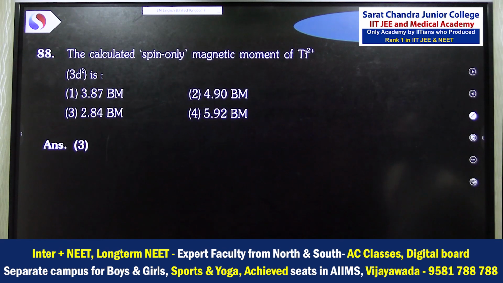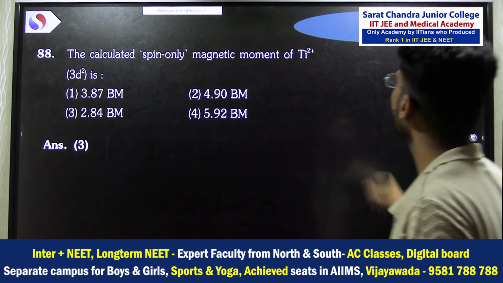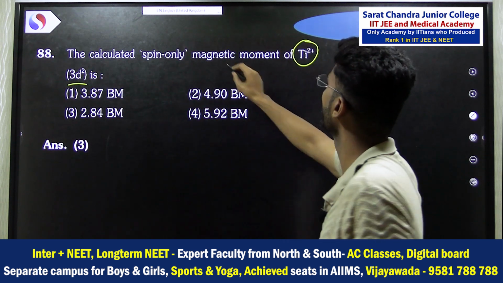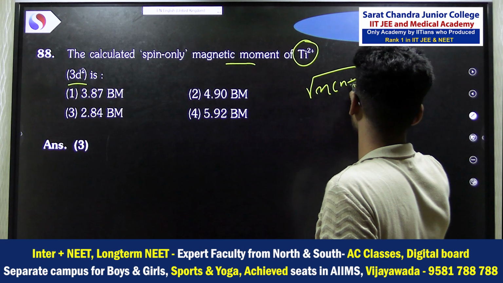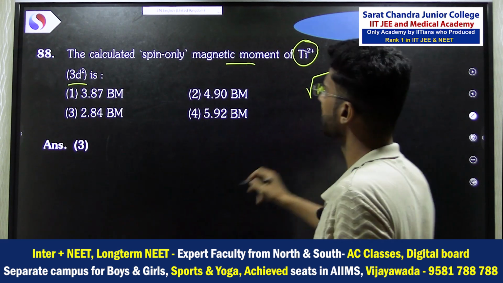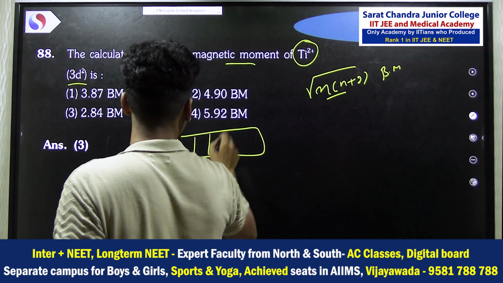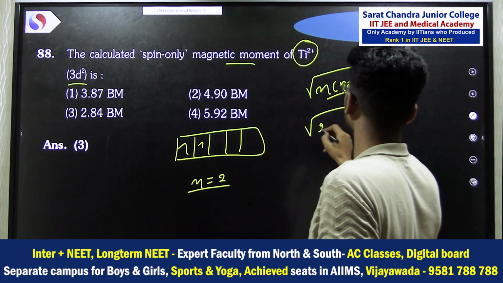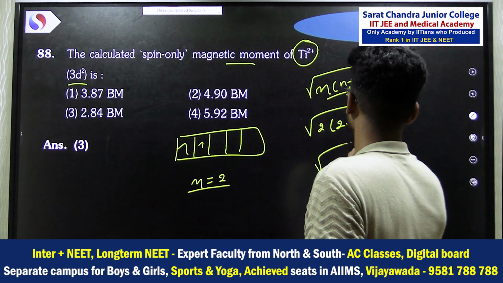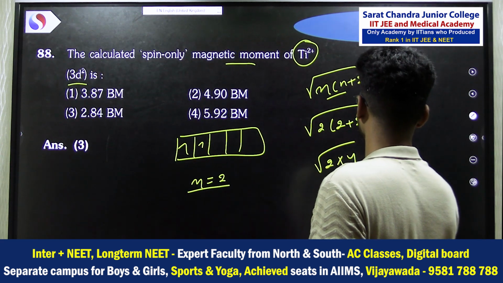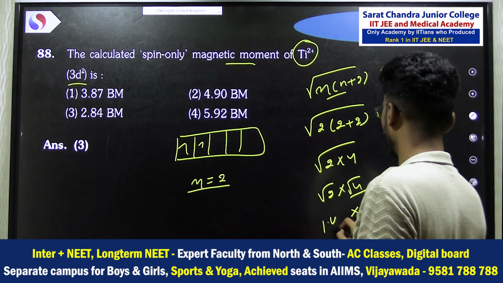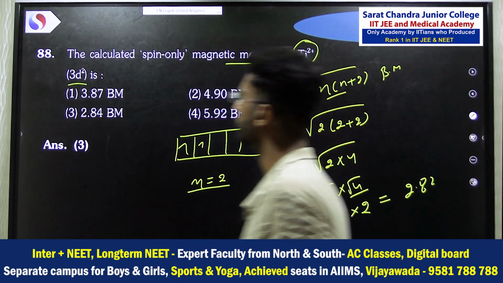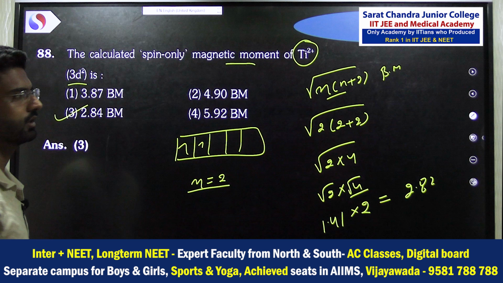Next, calculate the spin only magnetic moment of Ti2+. So 3d2 is given. The spin only magnetic moment formula is root of n into n plus 2 Bohr magneton. d2 means 2 electrons, so n equals 2. So root of 2 into 4, that is root of 2 into root of 4, which is 2. Root of 2 is 1.41, so that comes out to be 2.82. Nearby, 2.8 will be the answer.